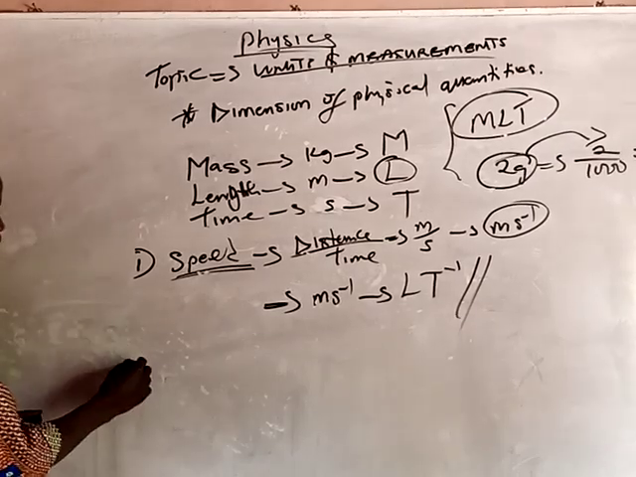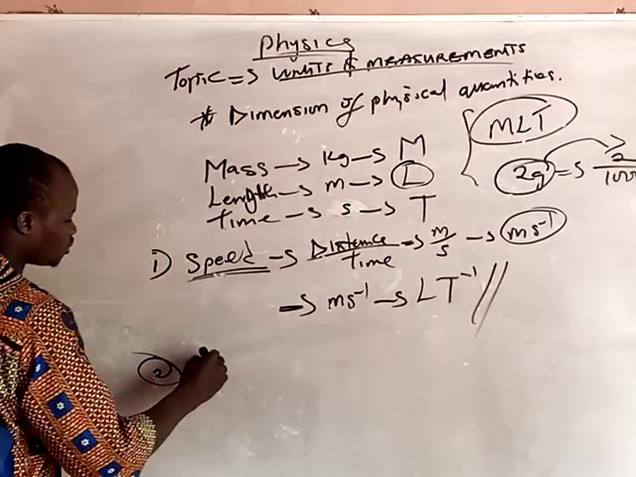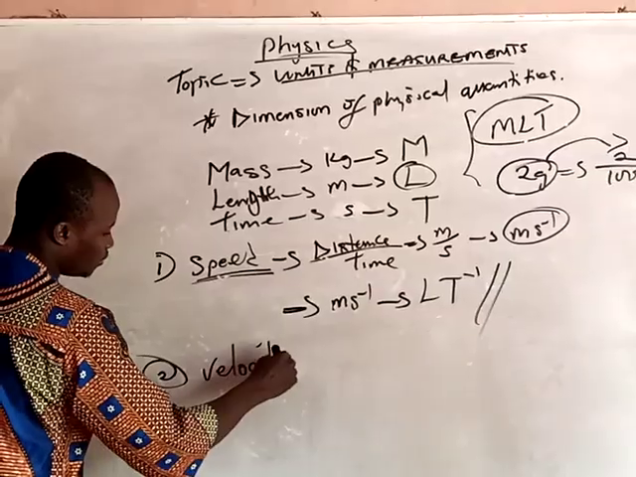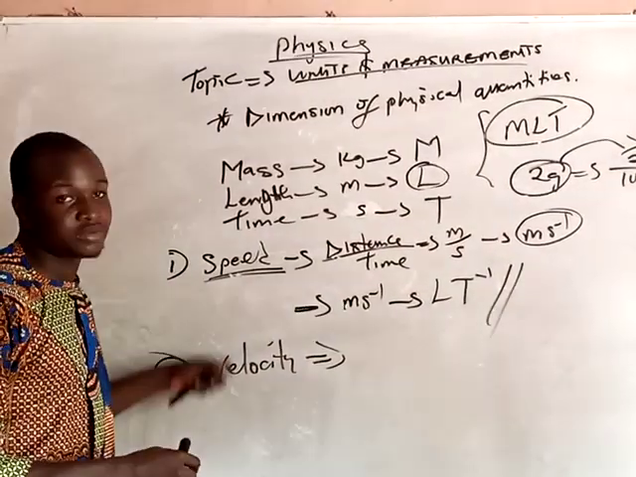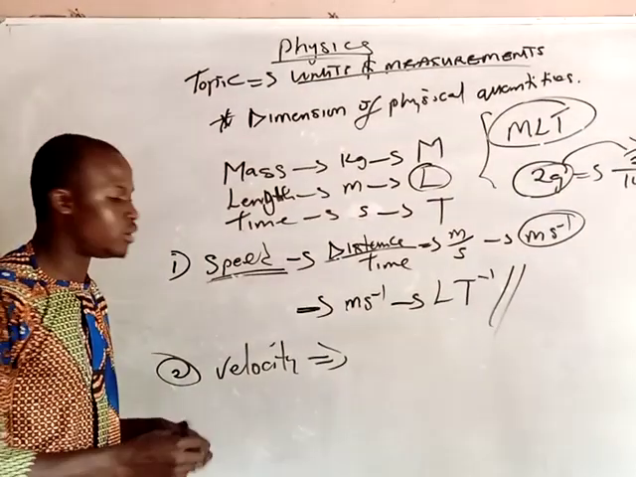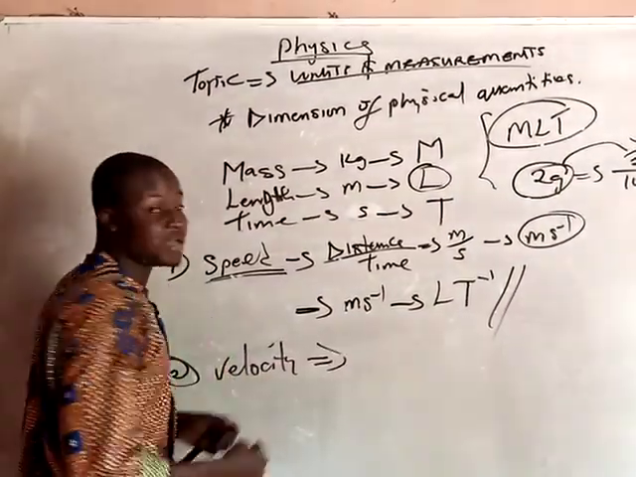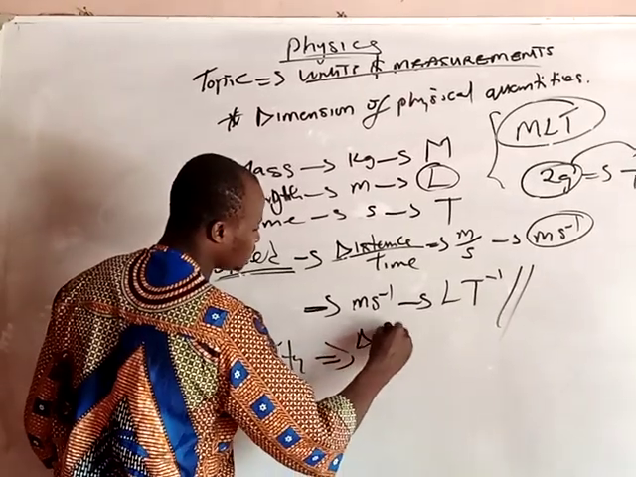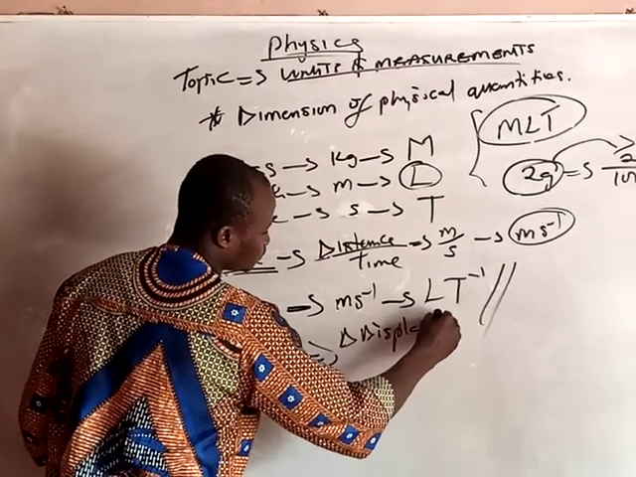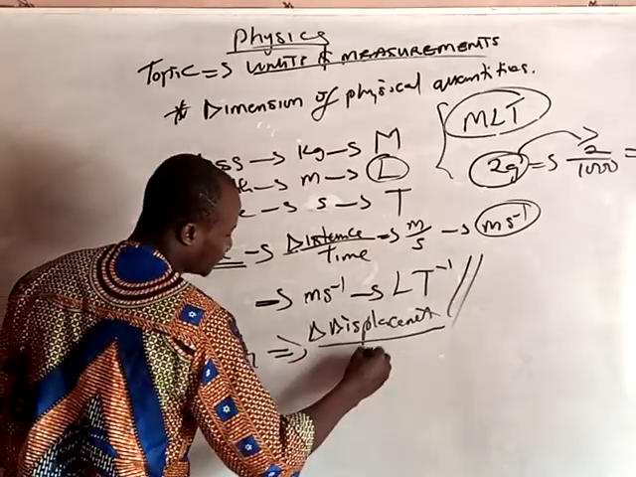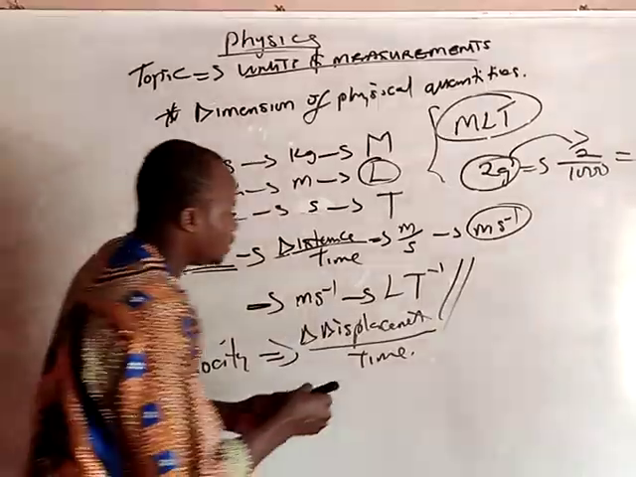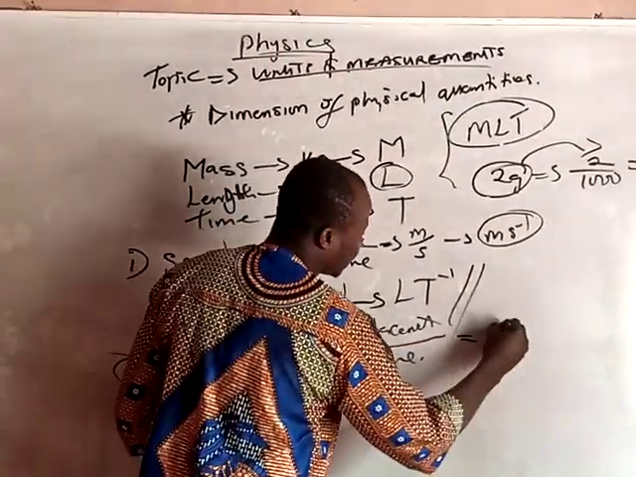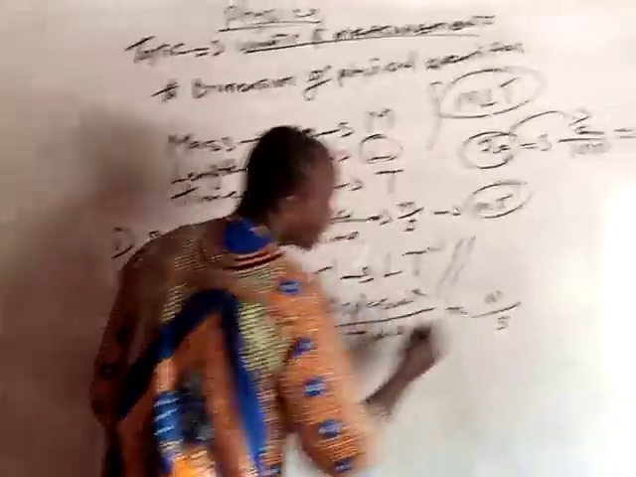Now, let's talk about velocity. Are you aware that velocity and speed have the same units but different formula? Velocity is displacement over time. Change in displacement over time. And don't forget that displacement is in meter, right? Yes. Displacement is in meter. Then time is in what? Seconds.